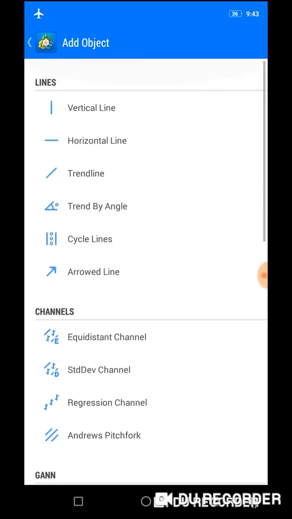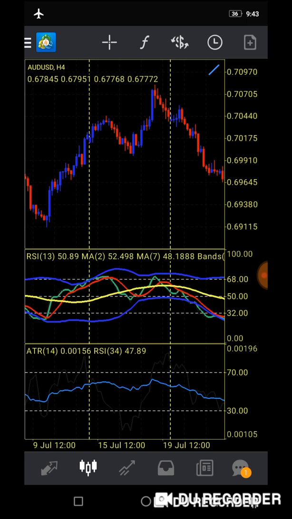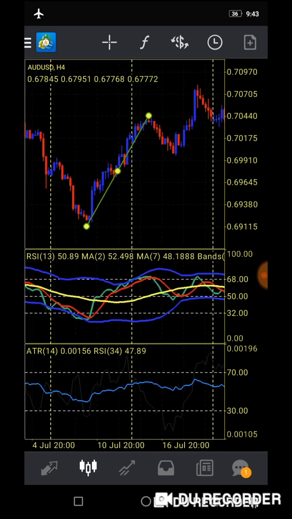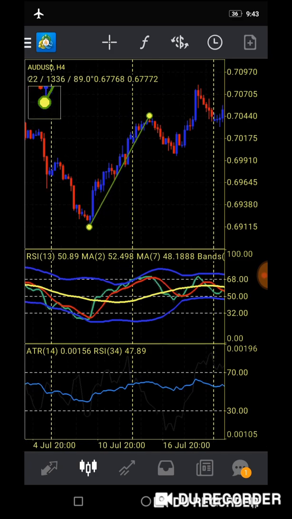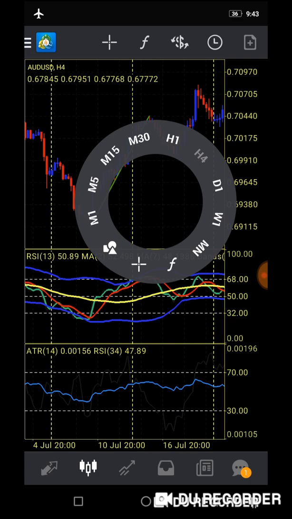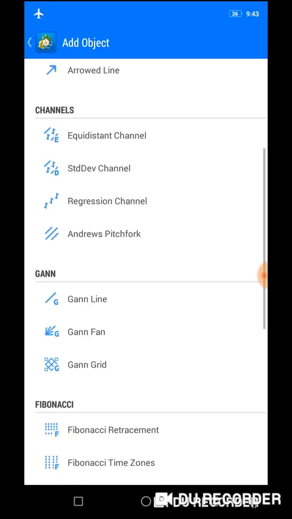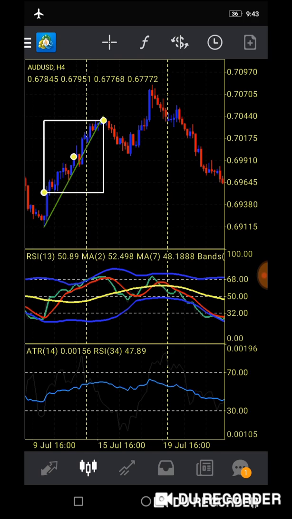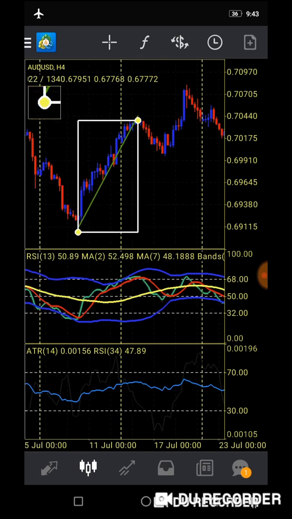Get a trend line. Look for an impulse move. Draw the trend line from the beginning of the impulse to the end of the impulse. When that is done, get a rectangle and place it on that impulse move. Just watch what I'm doing and learn.